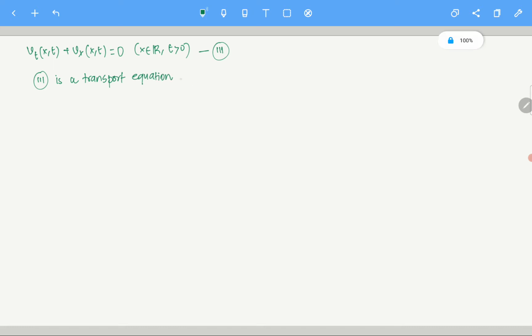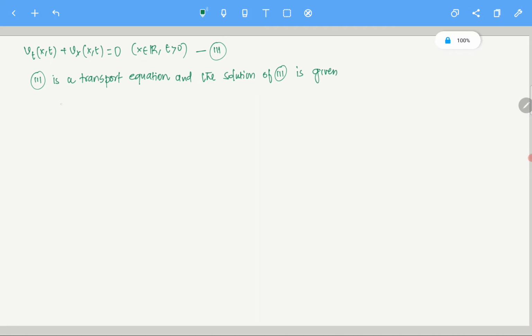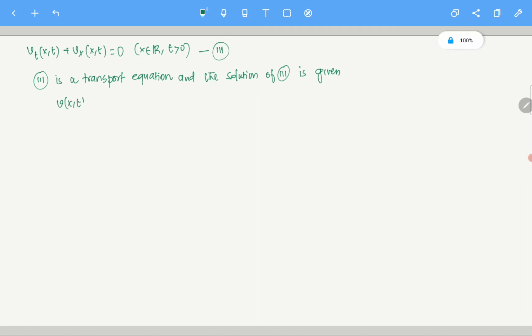Okay, and the solution of (3) is given by V of (x,t). I am going to write the solution directly, because of course you can write it down yourselves. This is a transport equation; you just write down the solution using the method of characteristics. So it is a(x minus t).